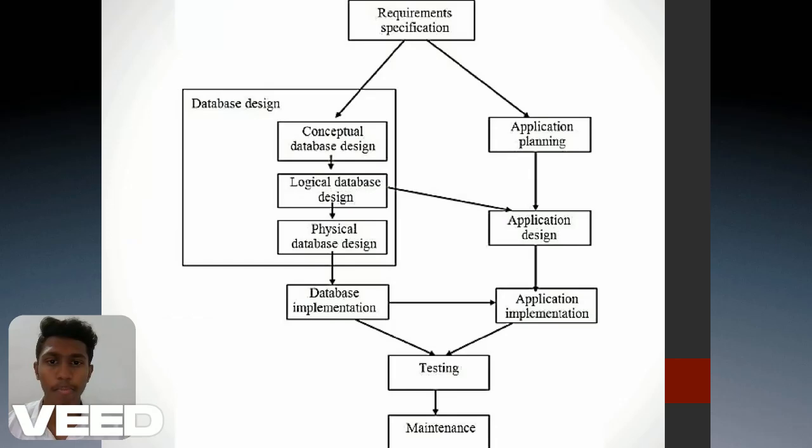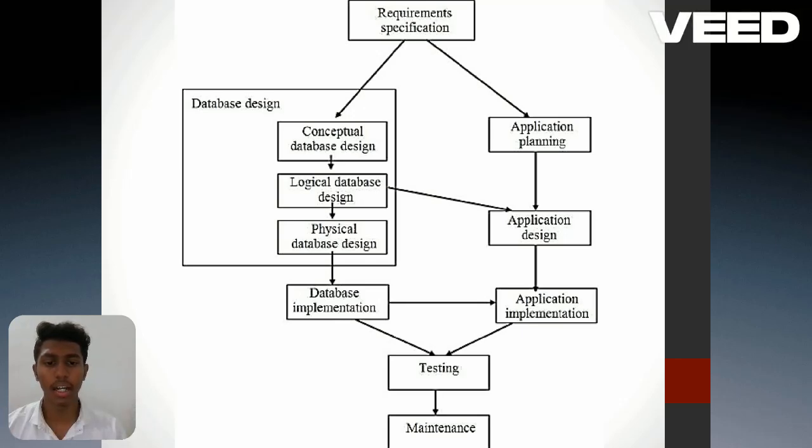So this is a diagram. As you can see, there is requirement specification, then database design, whereas application planning. In database design, it contains conceptual database design, logical database design, and physical database design. Further, physical database design is simplified into database implementation. And at last, database implementation is categorized into testing and then maintenance.